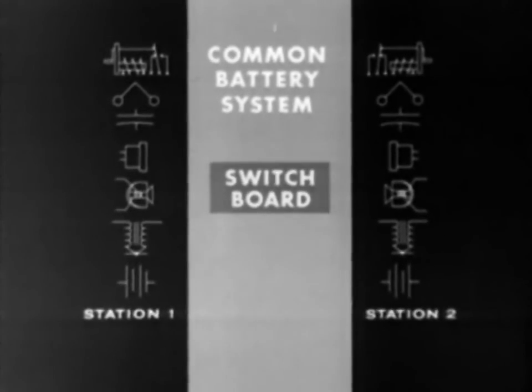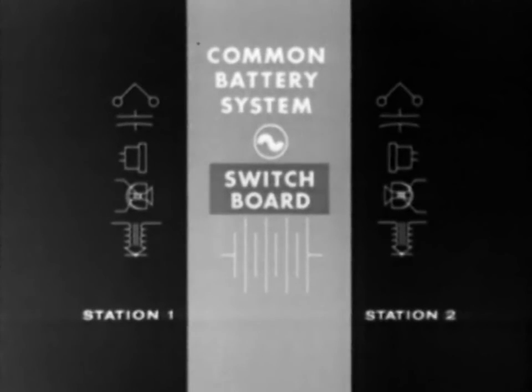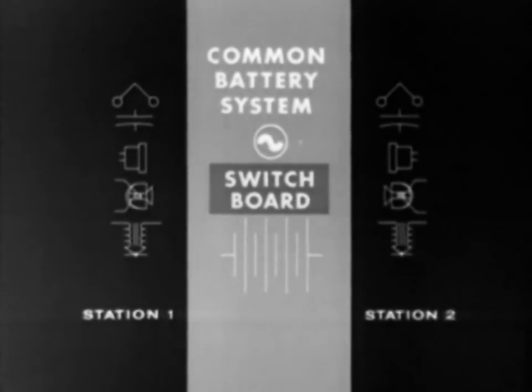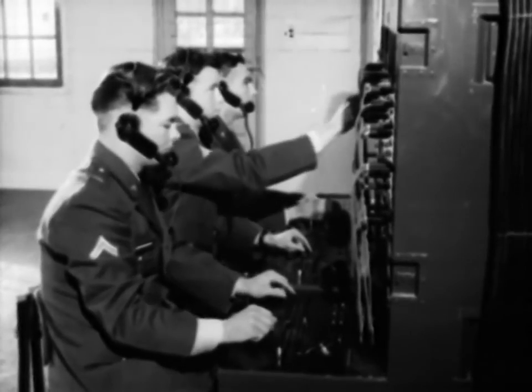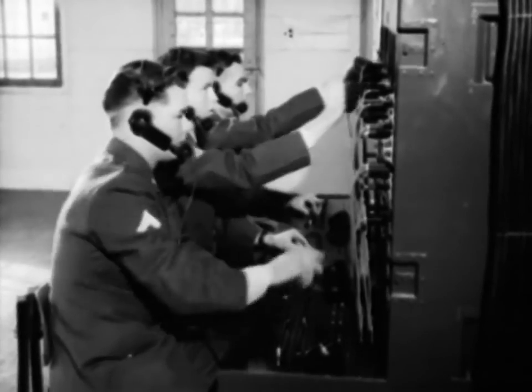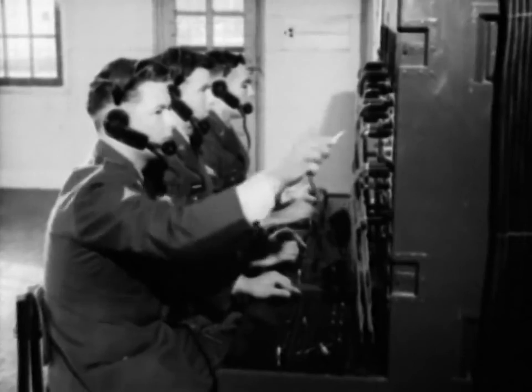The common battery system, however, must use a switchboard, providing power for both signaling and talking. Ringers, capacitors, receivers, carbon transmitters, and induction coils are again used at each station. Beyond these three simple systems lie the ever more complicated wonders of modern telephony. Yet all these systems rely on the six basic components found in the telephone.